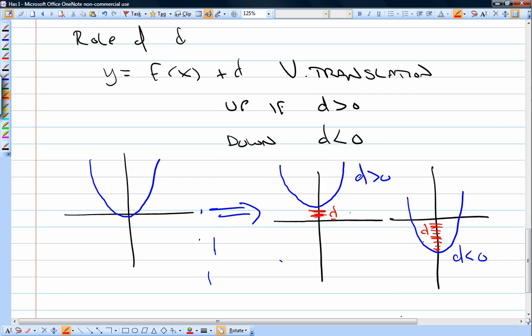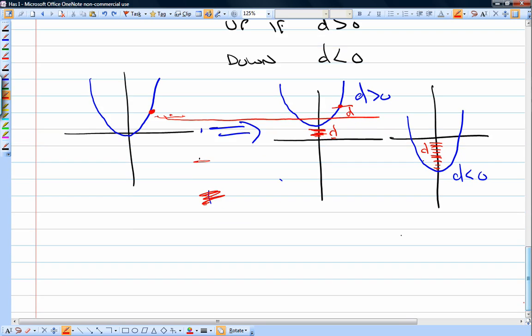Looking at the vertex. Remember, when we're looking at graphs and we're looking to move them around, we tend to try and find key points or certain points that we can easily track. So on a parabola, the obvious point is the vertex. But any points would work. We could say if we had the point here, its equivalent point would be there, and the distance between the two of them would be d. Easier to look for good points.